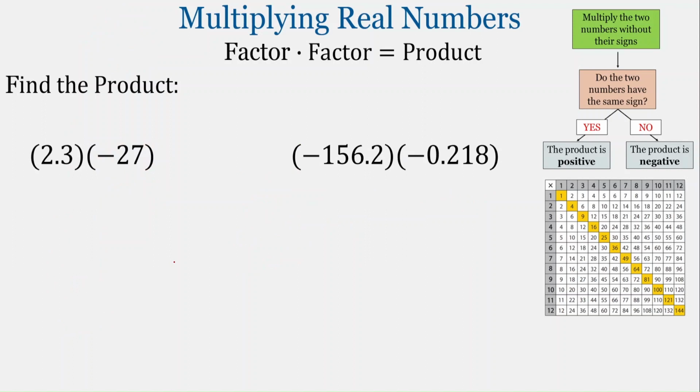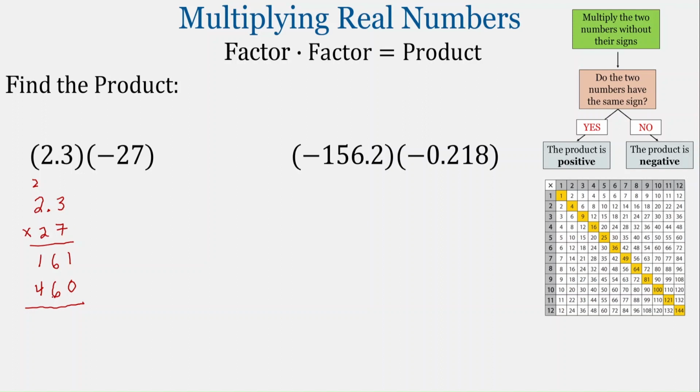Practice a few more. So now we have 2.3 times negative 27. So let's ignore those signs first, and we'll do 2.3 times 27. 7 times 3 is 21. That's 14 and then 16. We bring down that 0. We're now in that tens place. So now it's 2 times 3 is 6. 2 times 2 is 4.